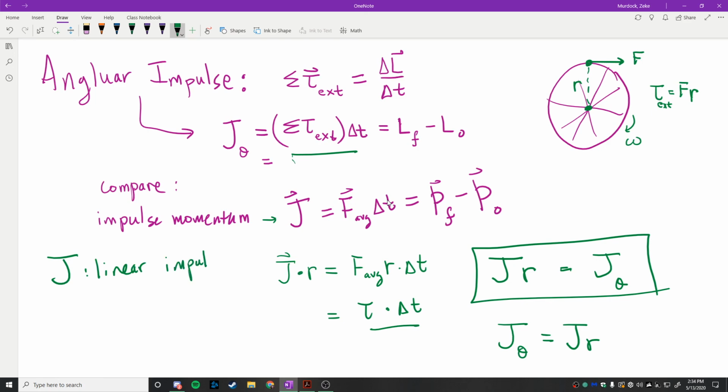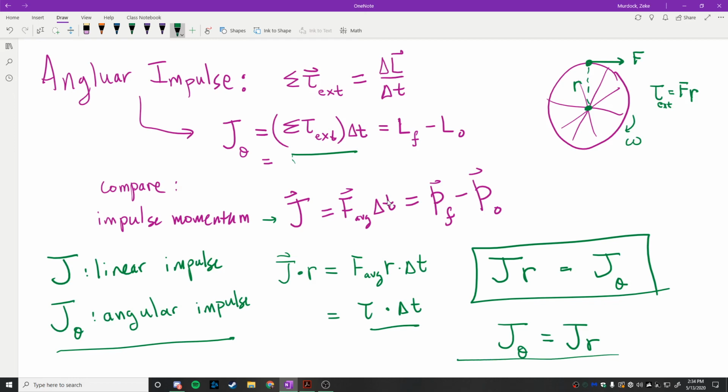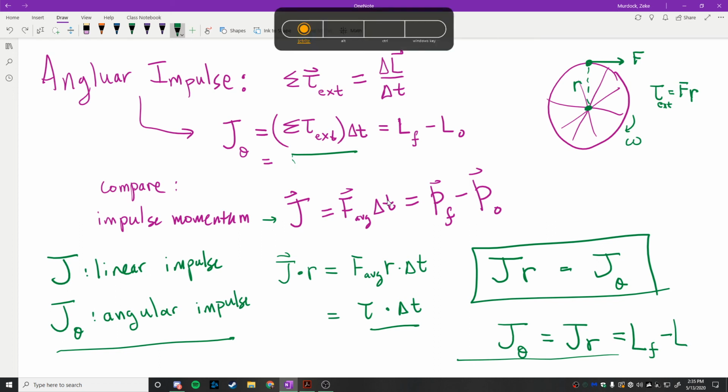It's the type of thing that's delivered when a rocket takes off or when you hit a baseball with a bat. And then J theta is angular impulse. But we don't really even need to use this expression, because we can just do this, basically. We can say J times R is going to be equal to L final minus L initial. This is in general how we're probably going to solve problems.